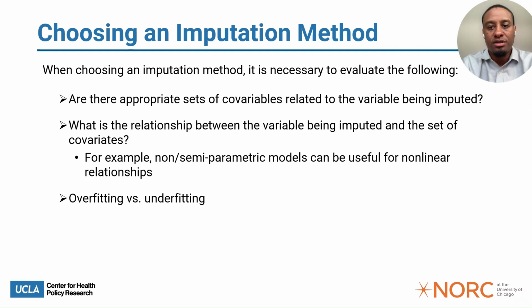To choose a model, you should rely on a rigorous selection process and explore the following questions. Do you have an appropriate set of covariables that are related to the variables you are trying to impute? Second, what is the relationship between the variable to be imputed or the missingness mechanism and the covariables? In the case of complex or nonlinear relationships, a non-parametric model might be useful. When fitting your regression or machine learning models, take precautions to minimize the risk of overfitting or underfitting.